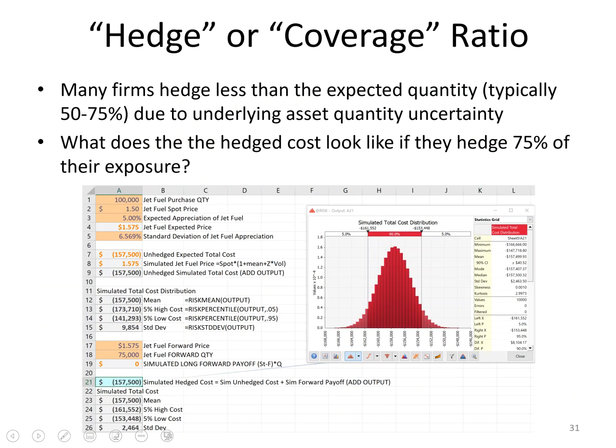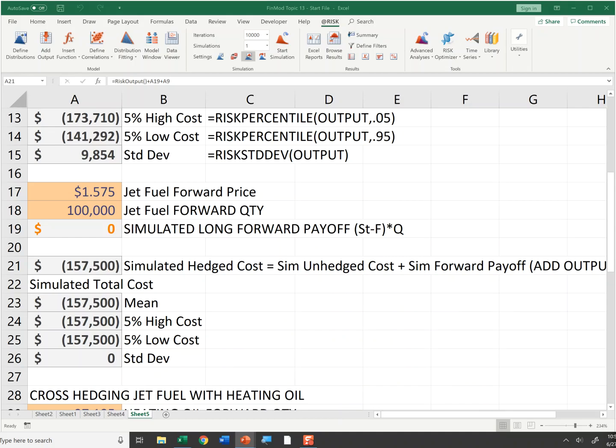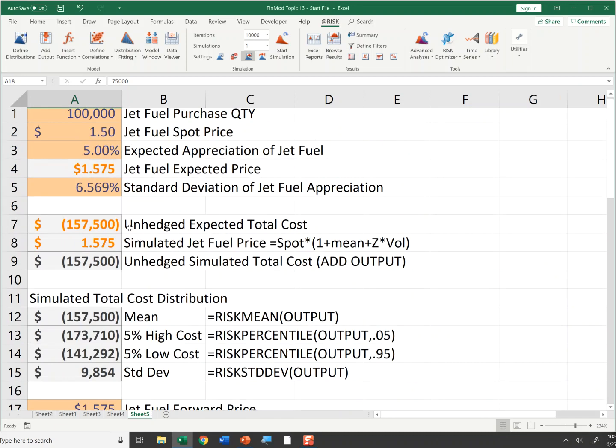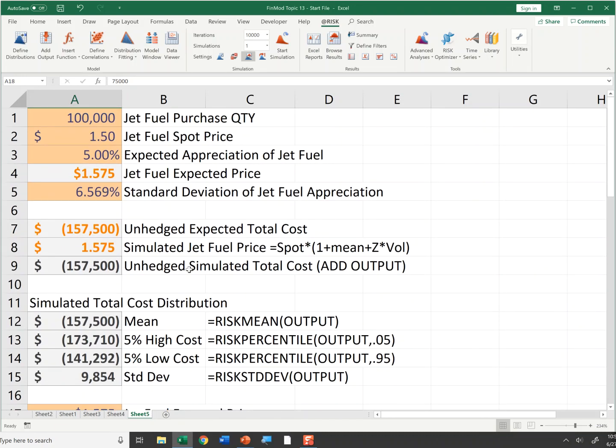Now, many firms will not hedge 100% of their expected exposure simply due to the quantity uncertainty. In other words, what if they're not really sure how much jet fuel they need in 1 year? A lot of firms will hedge between, say, 50 and 75% of that longer term exposure 1 year out. So what would their exposure look like if they only hedged their 100,000 anticipated quantity with 75,000 on the forward contract? Well, all I need to do here is change the forward contract quantity to 75,000. That would be my hedge ratio of 75%. It's also called the coverage ratio. I've covered only 75% of my anticipated purchase.